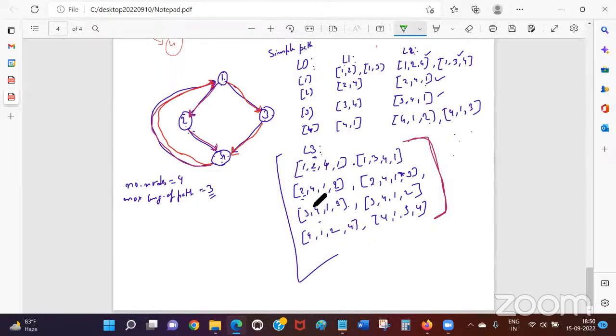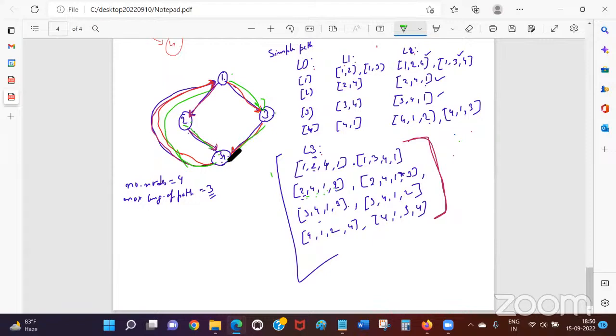Okay. So 2, 3, 4, 2. So I start with 2 now. Sorry, it's a 2, 4, 1, 2, then 1, 2. Again, it's a simple path: 2, 4, 1, 2. But you can definitely find out if I try to extend any more, then it will be a problem.